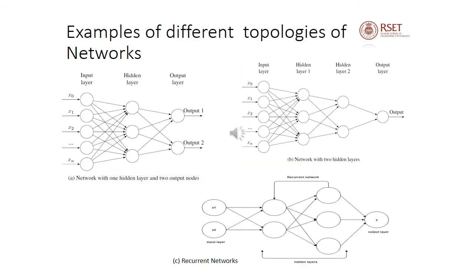Let's see examples of different network topologies. The first one is a network with one hidden layer and two output nodes. The second is a network with two hidden layers, and then the recurrent network, which is a special network. You can see here the connection from the hidden layer to the input layer. So it's like one layer is connected to the other layer. That is called a recurrent neural network. There is a backward loop rather than the forward connection.